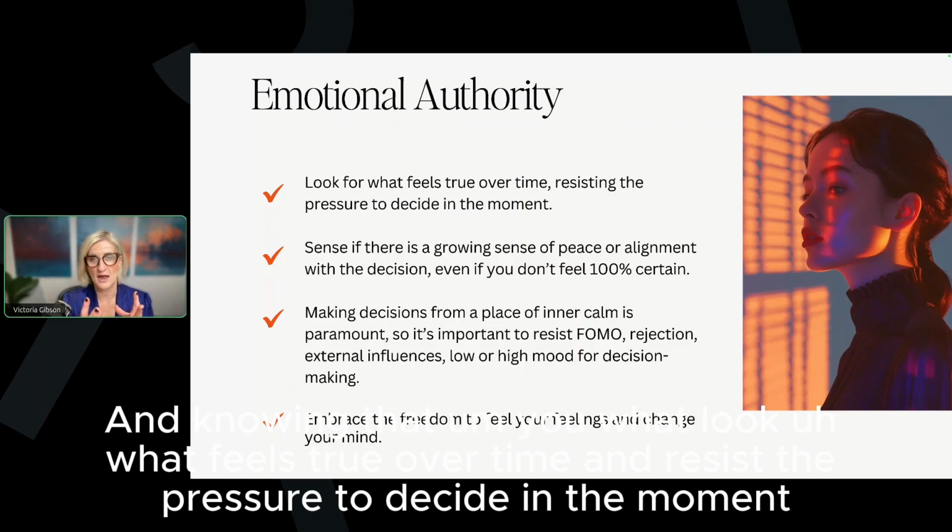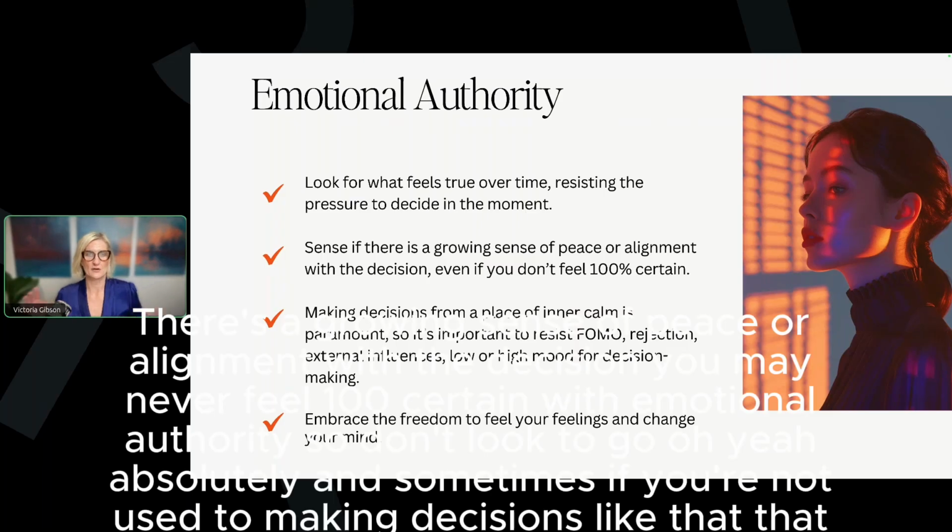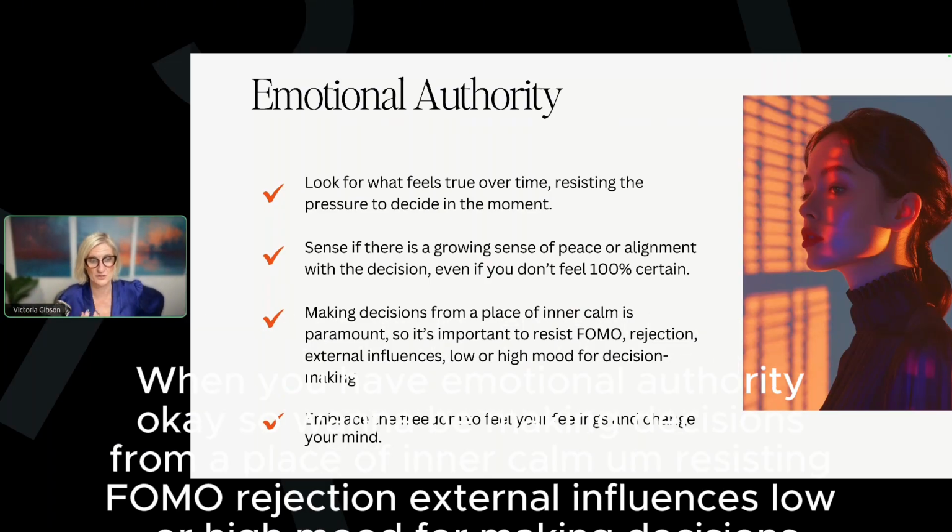Know what feels true over time, and resist the pressure to decide in the moment, okay? Sense if there's a growing sense of peace or alignment with the decision. You may never feel 100% certain with emotional authority. So don't look to go, oh yeah, absolutely. And sometimes if you're not used to making decisions like that, that can be a sure sign that you need clarity for making a decision when you have emotional authority. Okay, so you want to be making decisions from a place of inner calm, and resisting FOMO, rejection, external influences, low or high mood for making decisions.